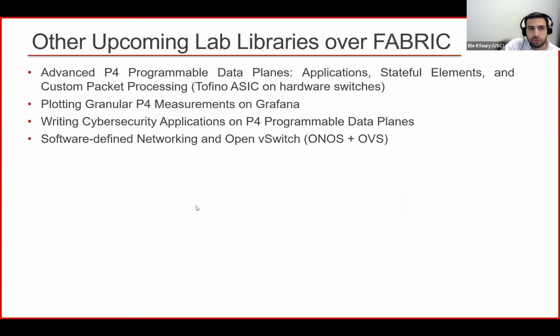Other upcoming libraries: we're gonna look more at P4, but this time also at the Tofino ASIC and hardware switches. Then we're gonna be extracting some granular measurements from P4 and plotting them on the Grafana dashboard. Each one of these is gonna be a library. How we can write cybersecurity applications on P4, and finally, software-defined networking and Open vSwitch. We're going to look at the ONOS controller and OVS switch and learn how you can deploy an SDN solution over Fabric.